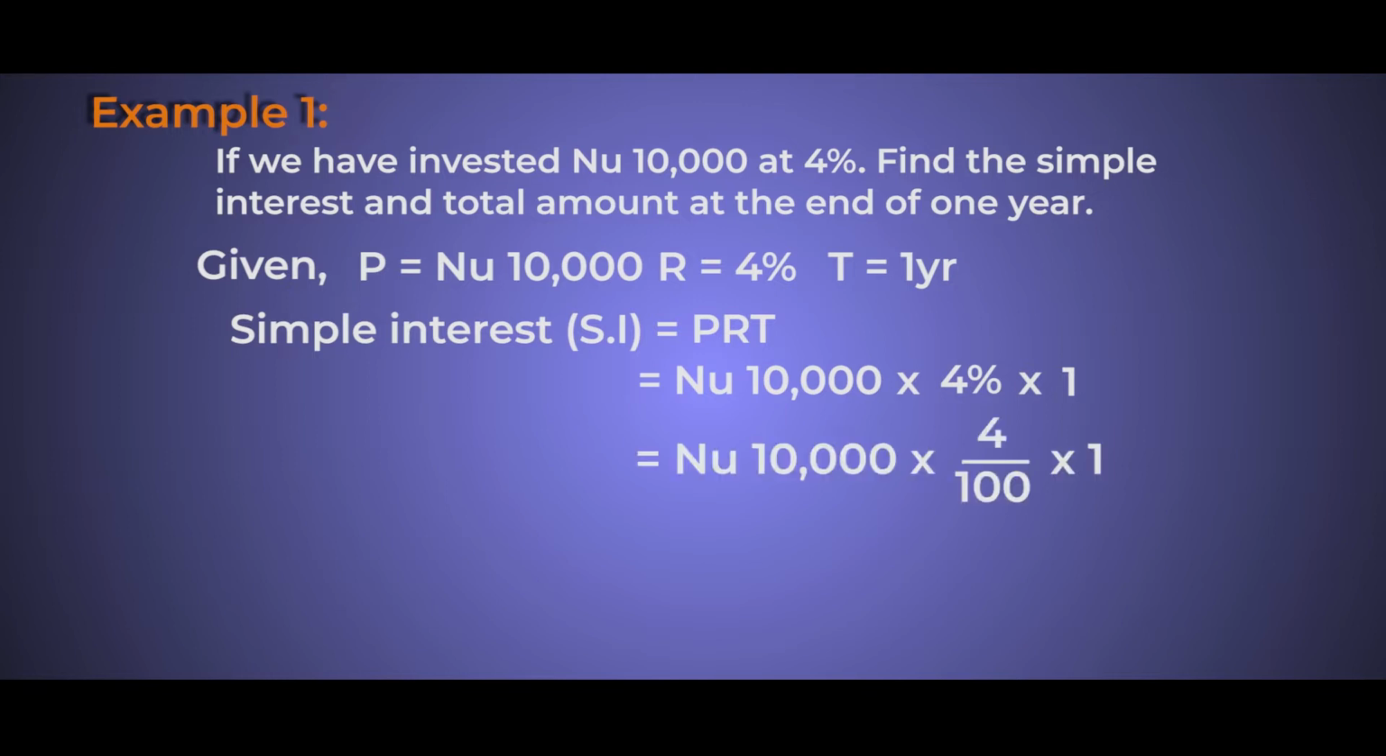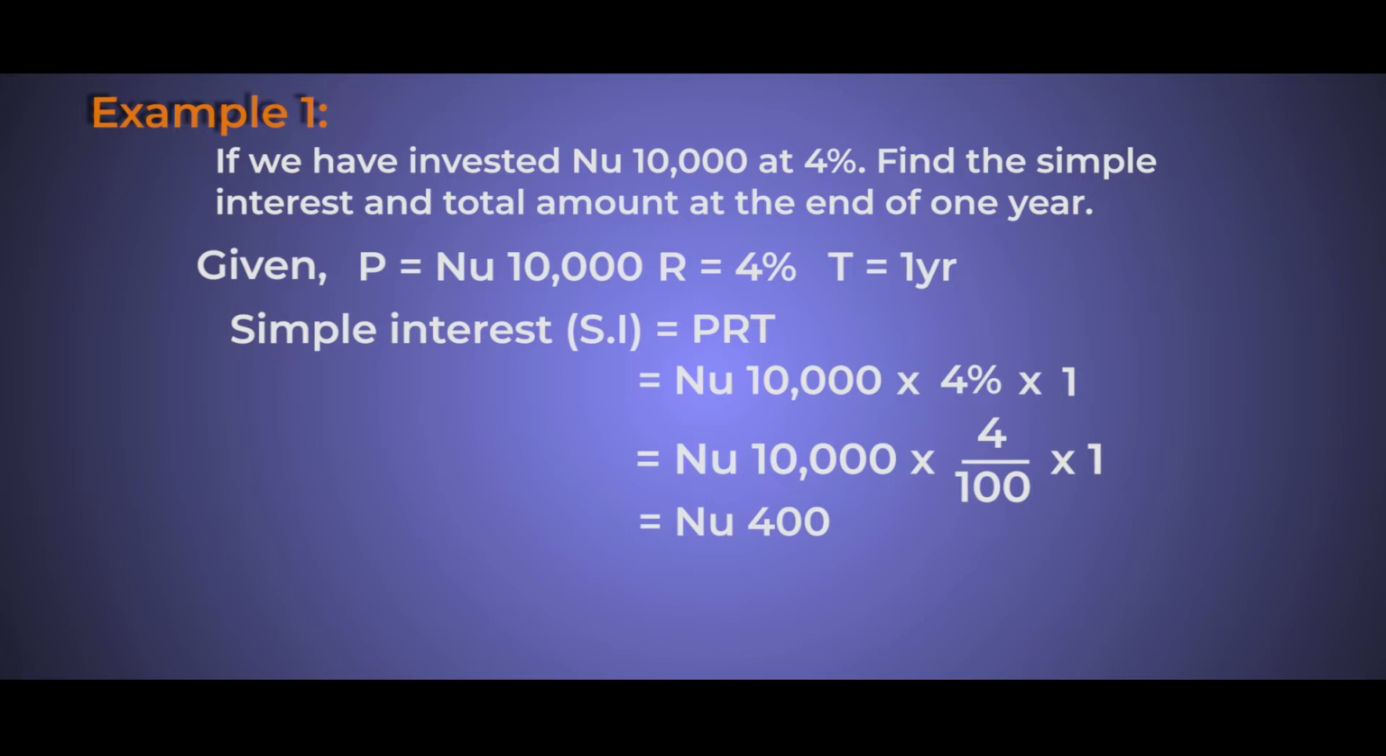Then 10,000 times 4 over 100. 4% means 4 over 100, times 1 is equal to Nu 400. When you solve that one, you are going to get Nu 400. Therefore, simple interest on your principal 10,000 is Nu 400.